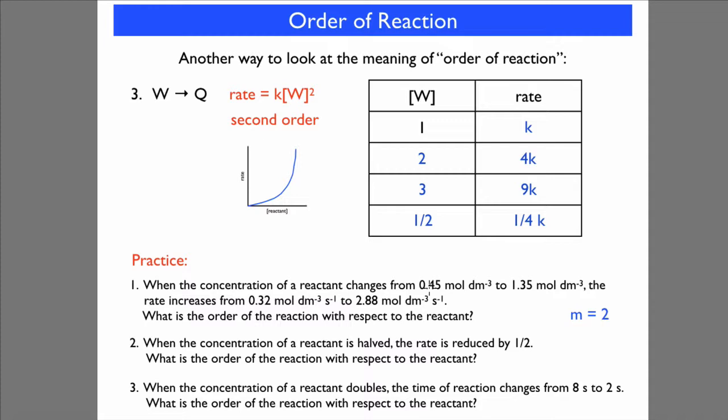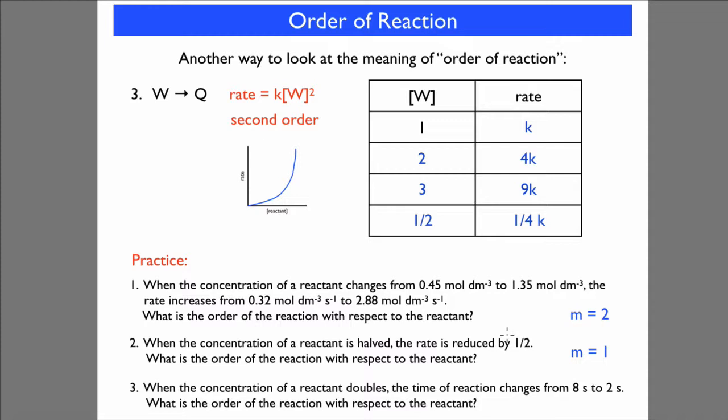When the concentration of a reactant is halved, the rate is reduced by a half. Okay, well we'll see straight away, if concentration is halved and the rate is halved, then we know they're directly proportional, and so M must equal 1. Okay, must be first order.